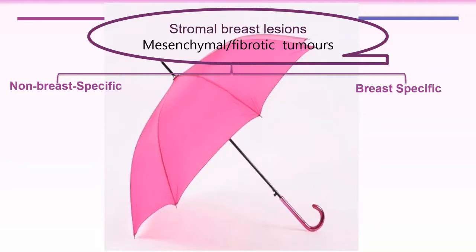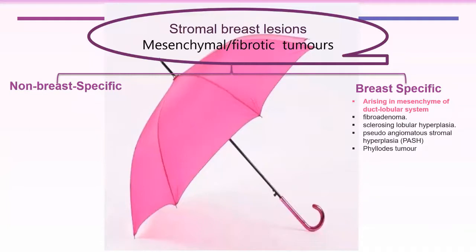Okay, so the specific types, that means arising in the mesenchyme of the duct lobular system. This includes also fibroadenoma, because we said fibroadenoma is biphasic. What does it mean? That means it has two components, an epithelial component as well as a mesenchymal or stromal component. So it still can be included in the breast-specific mesenchymal or stromal lesions.